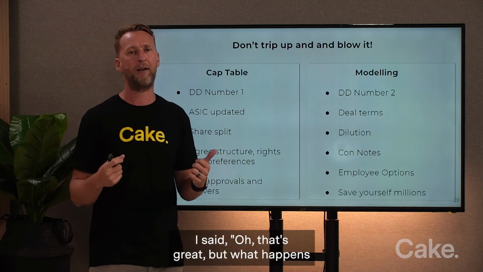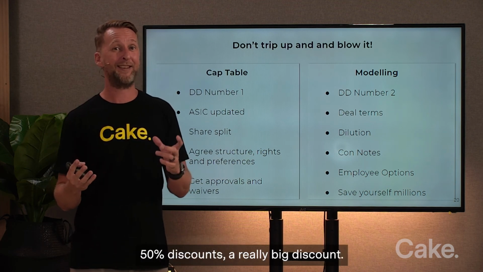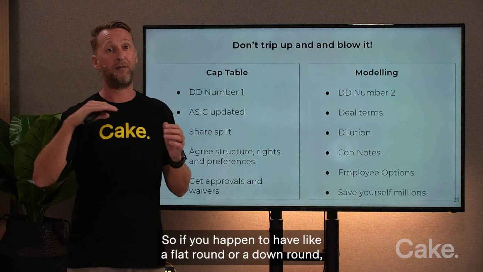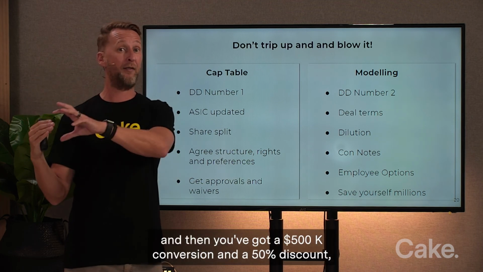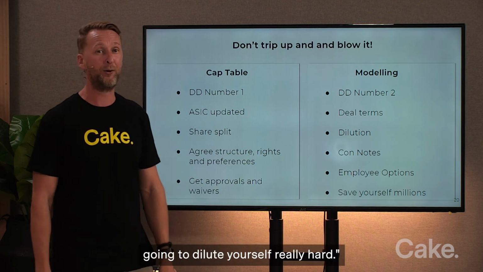I said, oh, that's great. But what happens if you don't have a high valuation on that next round? A 50% discount's a really big discount. So if you happen to have a flat round or a down round, and then you've got a 500K conversion at a 50% discount, you're really going to dilute yourself really hard.